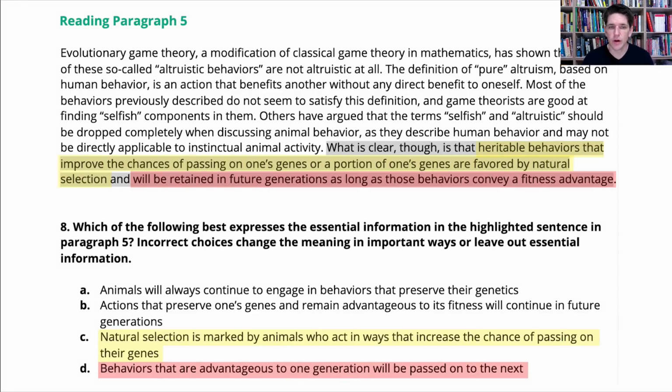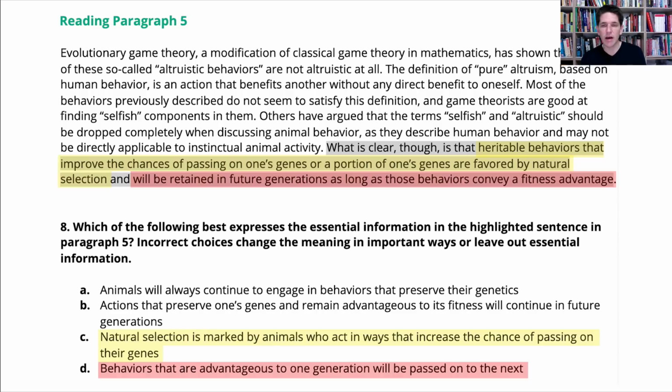So let's look at another example here from a paraphrase question. I'll read the sentence first, from paragraph 5. What is clear, though, is that heritable behaviors that improve the chances of passing on one's genes or a portion of one's genes are favored by natural selection and will be retained in future generations as long as those behaviors convey a fitness advantage. So the correct answer is B. Actions that preserve one's genes and remain advantageous will continue in future generations. So that's keeping all the important information and paraphrasing it.